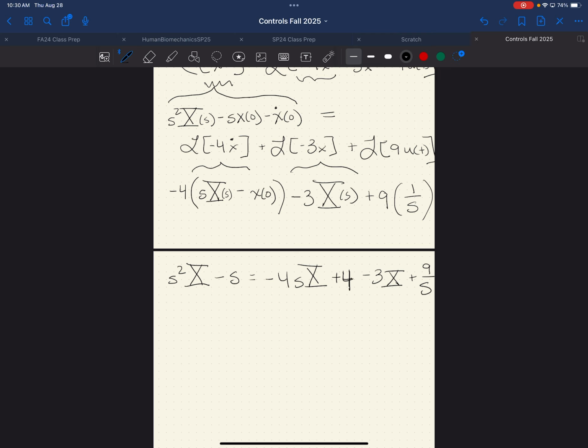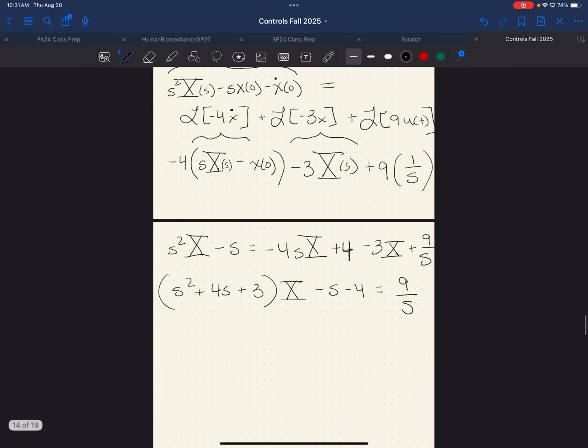So I want to isolate big X. So let's do s squared. Actually, let's maybe rearrange a little bit differently. Let's do s squared plus 4s plus 3, everything that multiplies big X, minus s minus 4 equals 9 over s, okay? So a couple rearranging steps all in one.